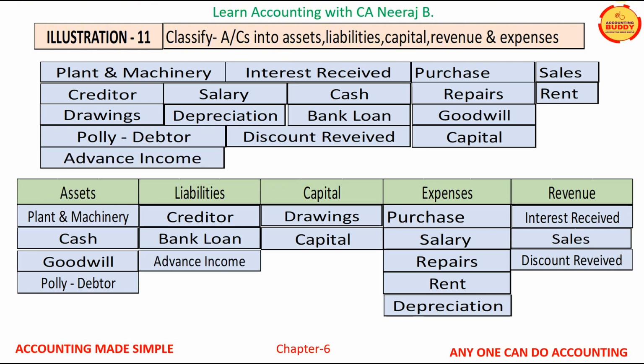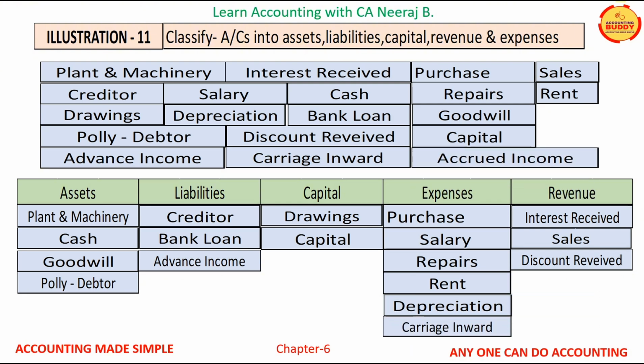Advance income is a liability because it is only the money which has been received but the income has not been earned. Next is carriage outward. Carriage outward is an expense. And the last is accrued income. Accrued income is an asset of the business because the income has been earned but has still not been received.